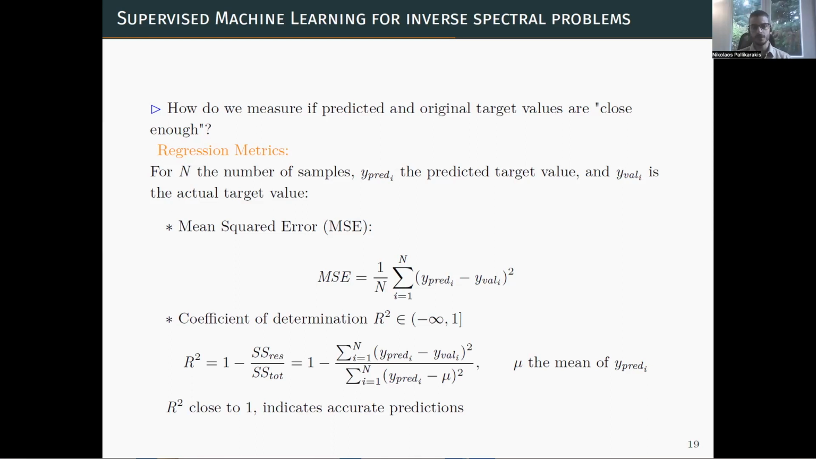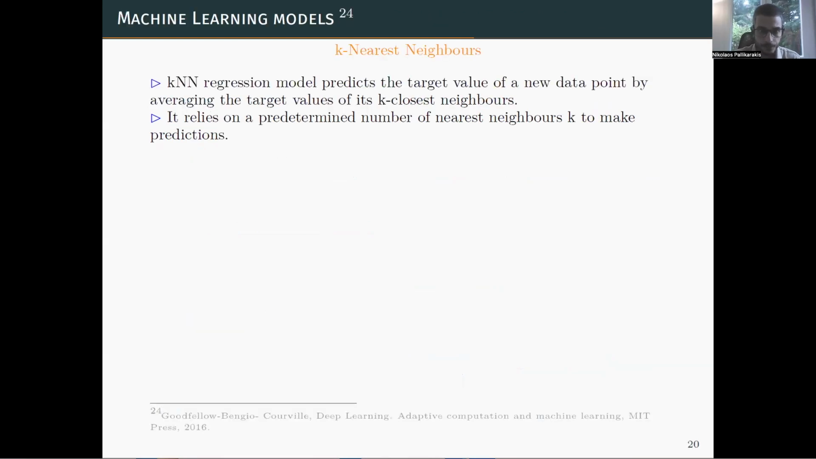This parameter can be negative, though usually it's positive, and the closer to 1, the better the prediction. So we need coefficients of determination that are close to 1.